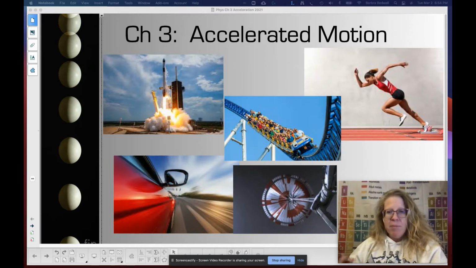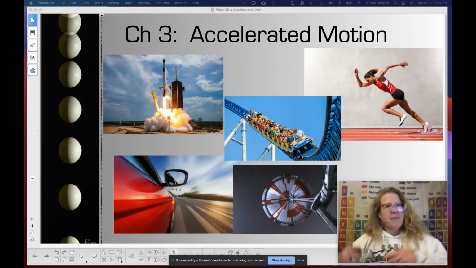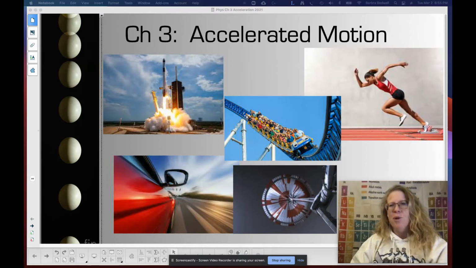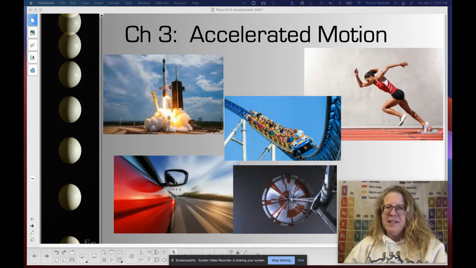And I put some of these images up here because accelerated motion is actually a lot more realistic than what we did in the last chapter, which is constant velocity motion. Constant velocity is very unusual in nature. Accelerated motion is almost always what we experience in our daily lives.